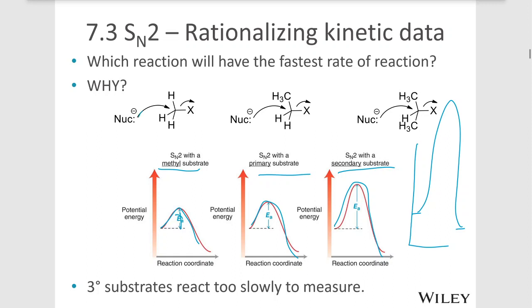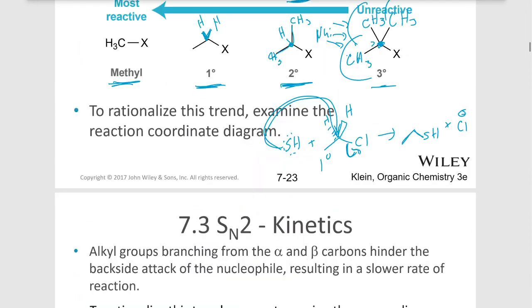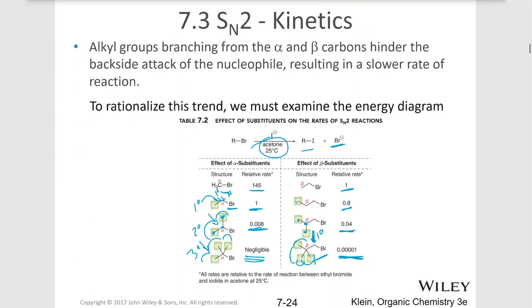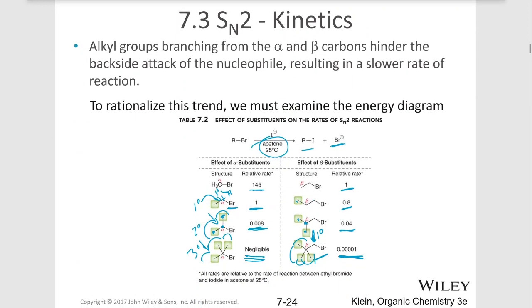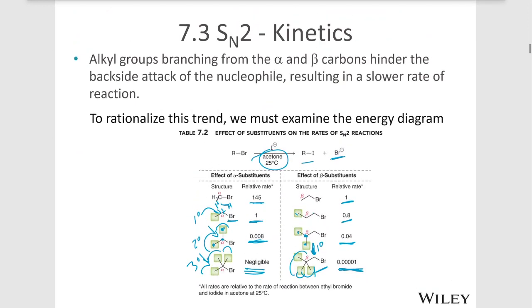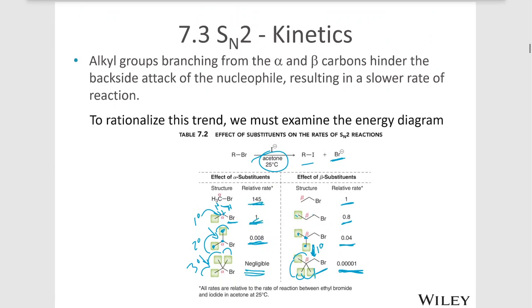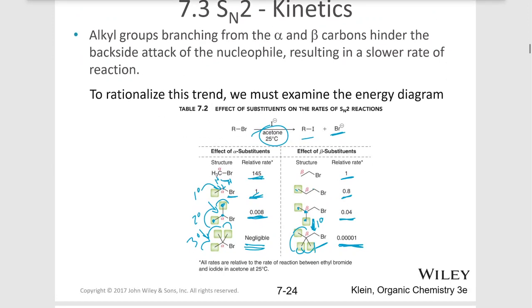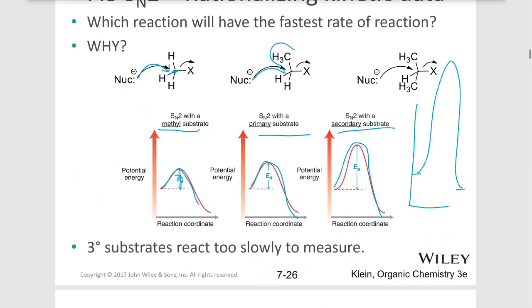Why? When the nucleophile is attacking at this alpha carbon, for a methyl substrate, it can reach that alpha carbon easier. With the primary substrate, we've got that partially blocked. Remember, the methyl is 145 times faster than the primary, and then the secondary is 1,000 times slower, right?